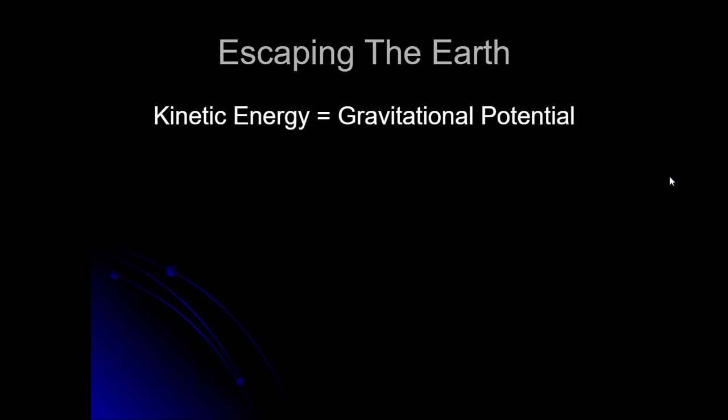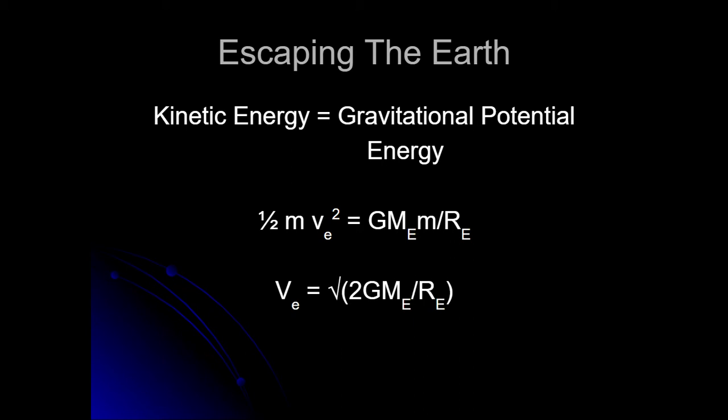If we want to escape the Earth, we need our kinetic energy to equal our gravitational potential energy. So we need to overcome the gravitational potential energy. That means half mv squared is equal to the gravitational constant times the mass of the Earth times the mass of the object divided by the radius of the Earth. If I rearrange that, I can find an escape velocity, the velocity an object needs to be greater than, and this is all related to both the mass and the radius of planet Earth.